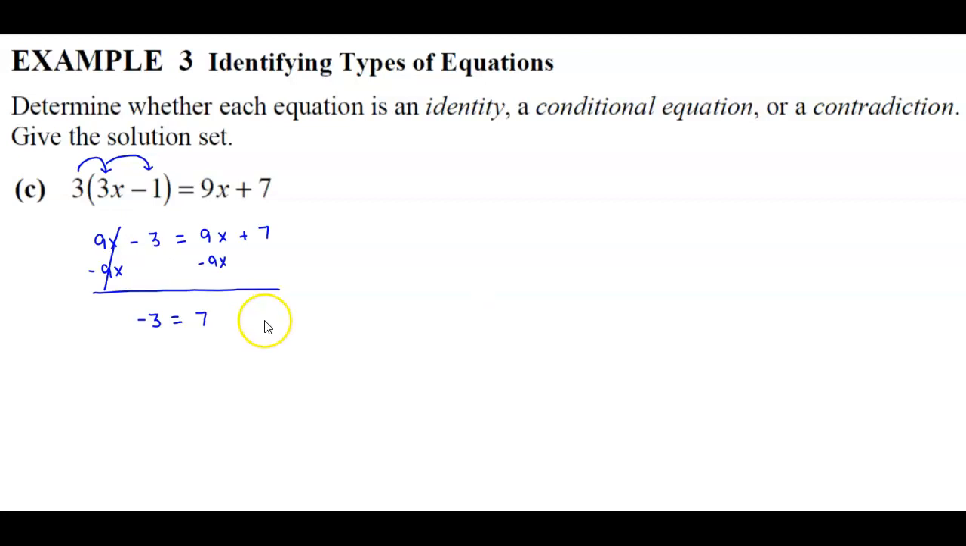So what does this tell us? Well, this tells us that -3 does not equal 7. This is a false statement. And since it's a false statement, we would say that this is a contradiction. Which then tells us that the solution set is the empty set, the way we can write it that way, or with braces with it being empty.